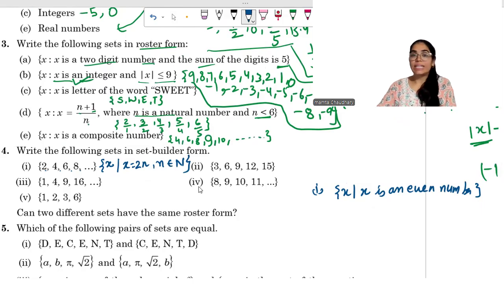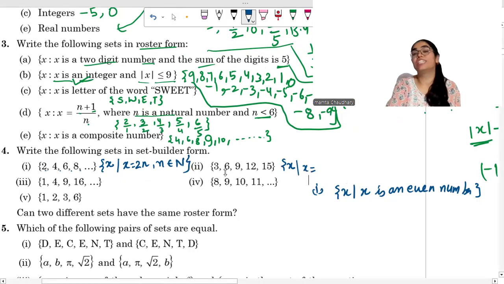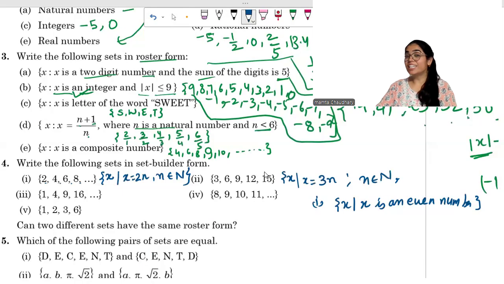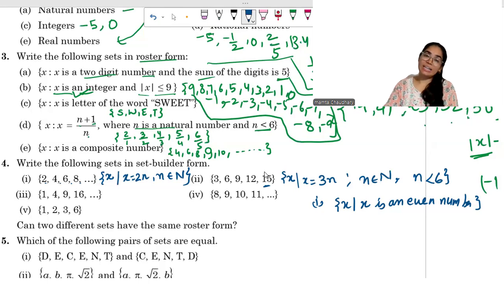Now next, 3, 6, 9, 12, 15. What will we write here? X such that X is a multiple of 3. So X equals 3n, where n belongs to natural numbers. The maximum value is 15, since 3 fives are 15, so n will be 5 at most. So we write n is less than 6. Or you can write it as X, where X is a multiple of 3 and less than 16.